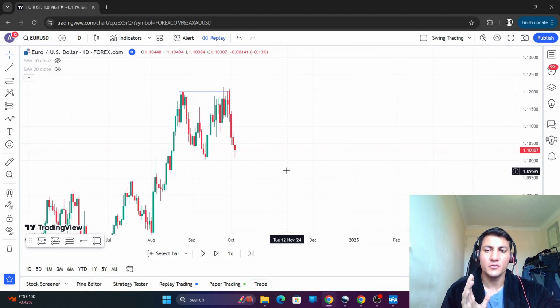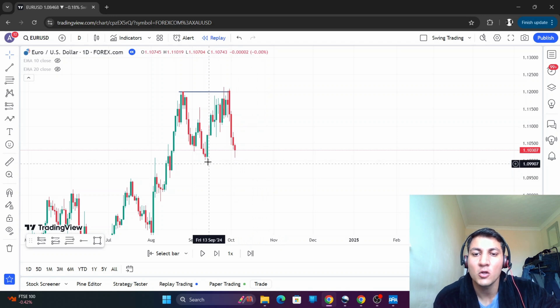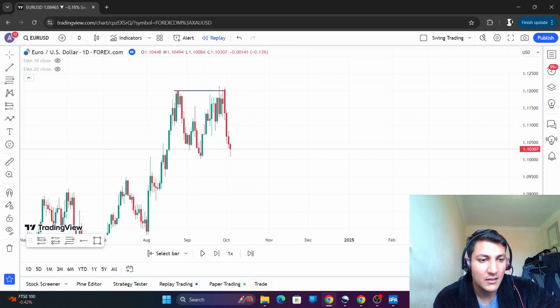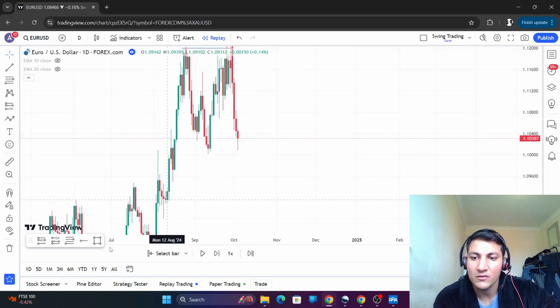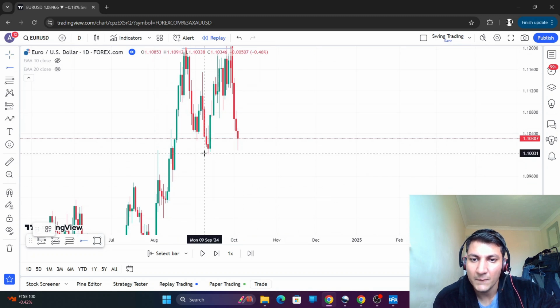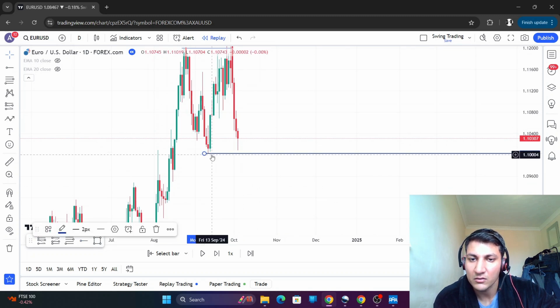Okay, so once you've done this, you've got your daily bias. At this point, you want to look for targets. Now for me, instantly, my eyes are gravitating towards this low. See this low here? I know that there's lots of liquidity there.